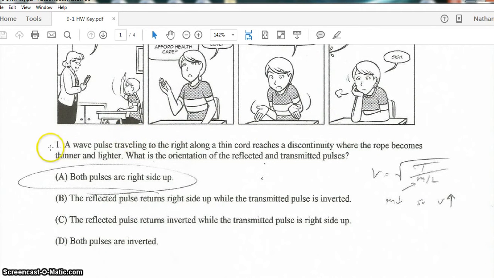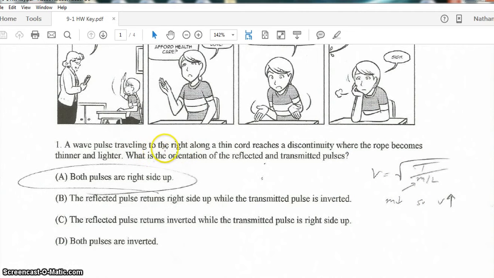So the key concept with question 1 here, to determine whether it's reflected in the upright orientation or whether it's inverted, we have to know what the velocity does. If the velocity goes from a lower velocity to a higher velocity, then as it hits that boundary, that change in medium, it will actually maintain the same orientation. So all I did was consider the velocity.